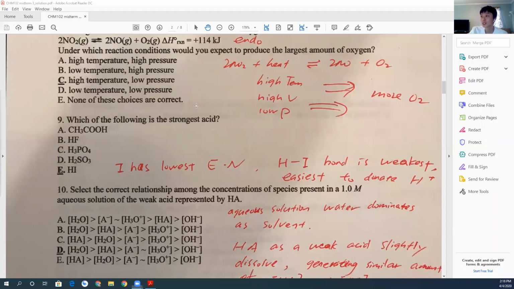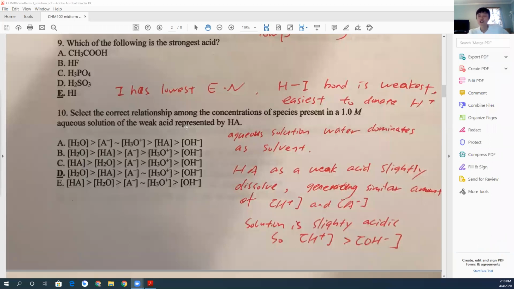Next, number 10, we want to compare the concentration of each species in a weak acid solution. When you have a solution, the amount of water will be the highest, because that's the solvent. Water auto-ionization is very weak, so most of the water molecules will remain as whole molecules. So water will be the one with the highest concentration. Pure water is 15.5 molar, which is very high.